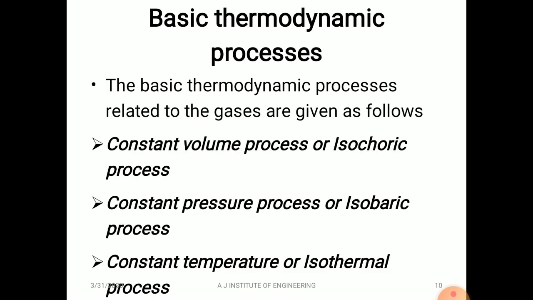Now, basic thermodynamic relations. There are about 5 thermodynamic processes. Let us discuss one by one. First one is the constant volume process or isochoric process, or volume equal to constant. Second one is the constant pressure process or isobaric process, or P equal to constant. Third one is the constant temperature process or isothermal process, or T equal to constant, or PV equal to constant. Fourth one is the adiabatic process, and fifth one is the polytropic process.